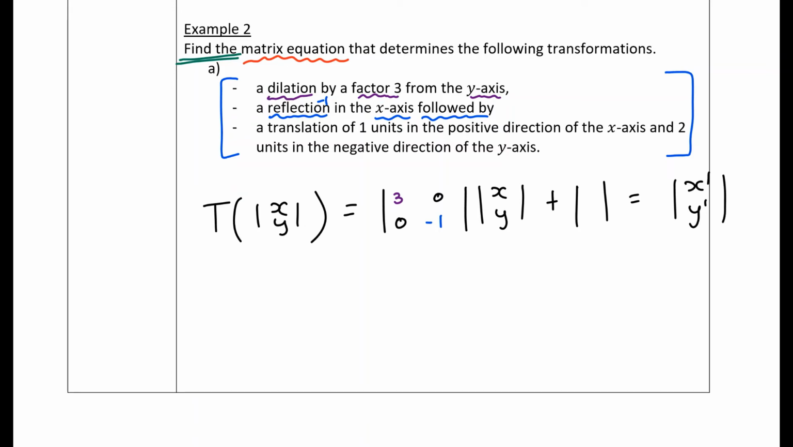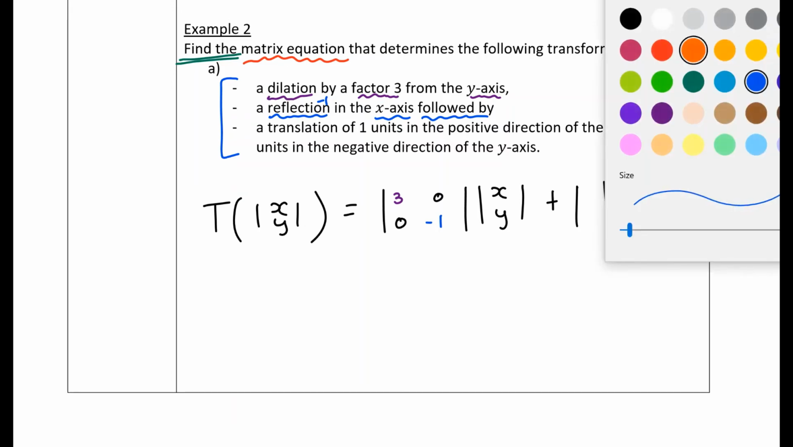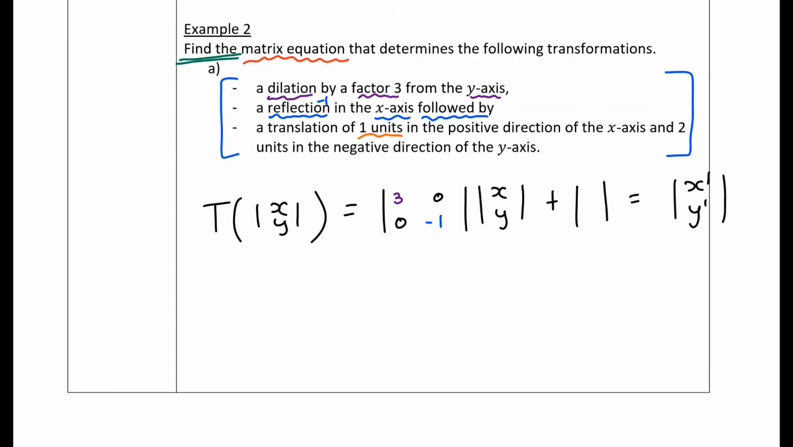We've had a translation of 1 unit in the positive x direction. So 1 unit, positive x direction, it's +1. 2 units in the negative y, so 2 units in the negative y would be minus 2. And so you can see that we've now formed an equation. It is a matrix equation, and it determines the following transformations.